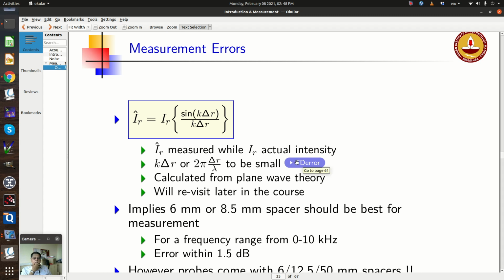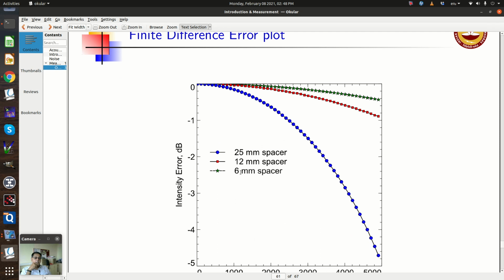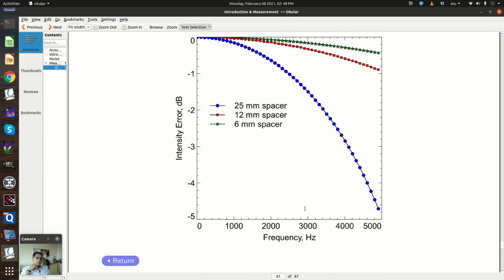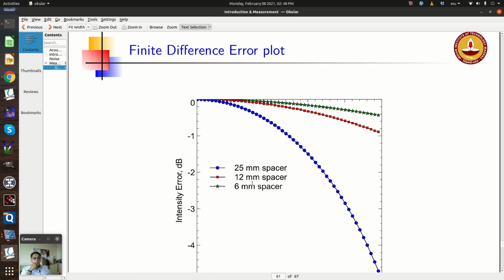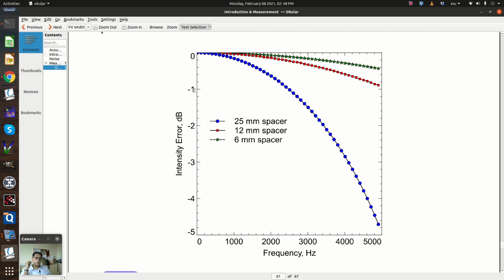Here I have plotted the finite difference error. The frequency is at the bottom. Because it is 2 pi delta R by lambda, effectively delta R by lambda will dictate the error. When I have a small spacer, delta R is small, so over a large frequency range the error is quite small. The 1 dB error is this line. If I use a 6 mm spacer, up to 5000 hertz I have an error of less than about half a dB. But if I use a 25 mm spacer, when I hit 5000 the error is almost 4 dB. So this is unacceptable, right?